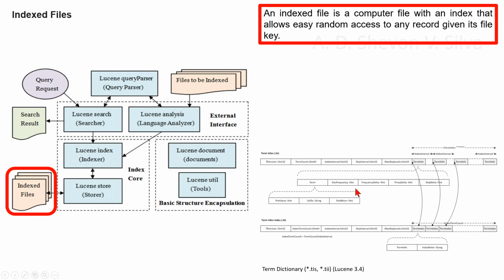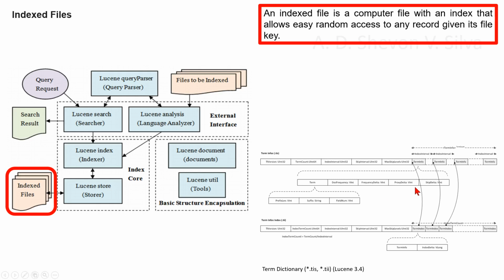Document frequency. DocFreq is the count of the documents which contain the term. Frequency delta. FreqDelta determines the position of this term's term freq within the .frq file. In particular, it is the difference between the position of the term's data in that file and the position of the previous term's data, or 0 for the first term in the file.